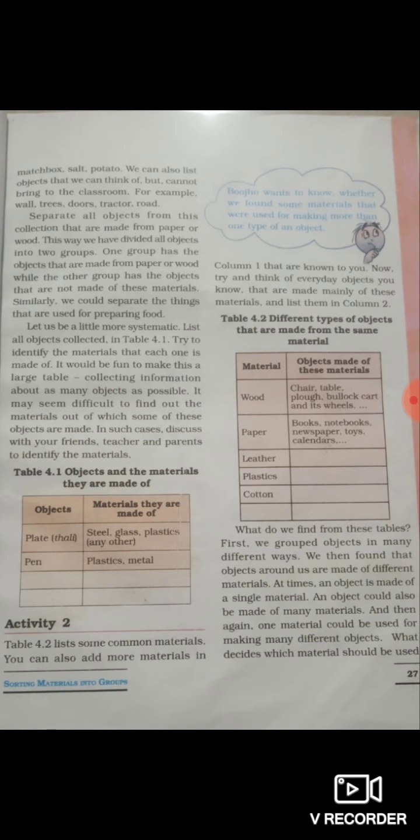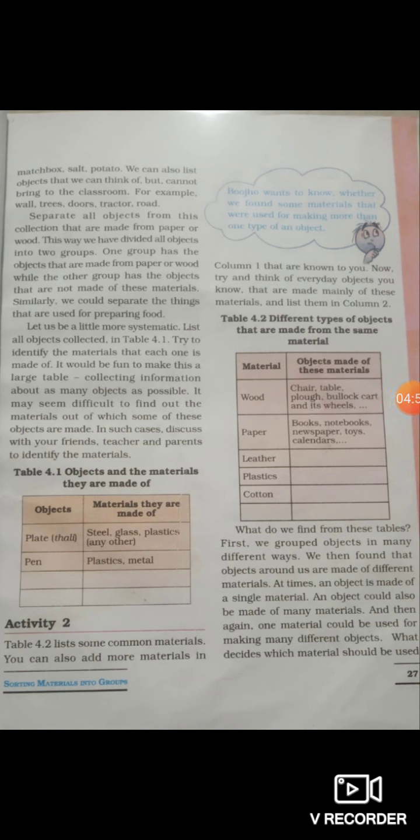Let us be a little more systematic. List all objects collected in table 4.1. Try to identify the materials that each one is made of. It would be fun to make this a large table, collecting information about as many objects as possible. It may seem difficult to find out the materials out of which some of these objects are made. In such cases, discuss with your friends, teacher and parents to identify the materials.